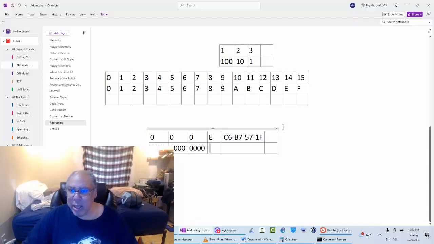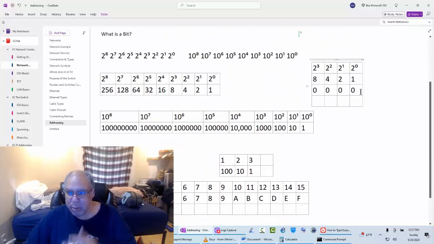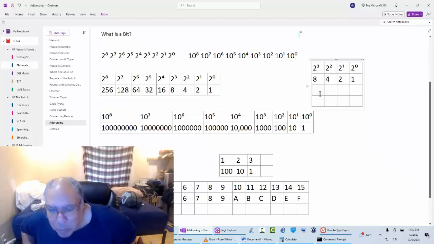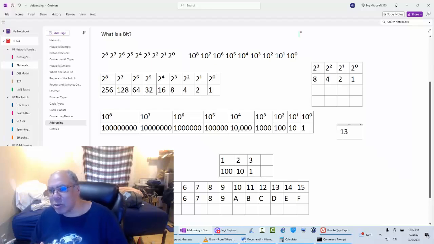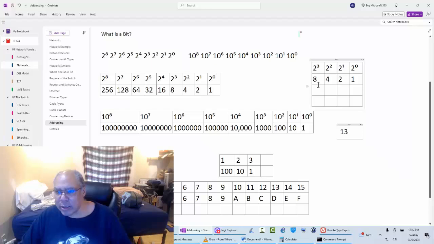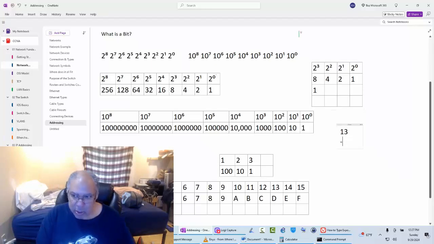Now, what's E? E is 13. So let's do our placements here. In order to get 13, I'm going to teach you how to do it. So we got the value of 13. Does 8 go into 13? Yes, it does. 1. Minus 8. What does that equal?